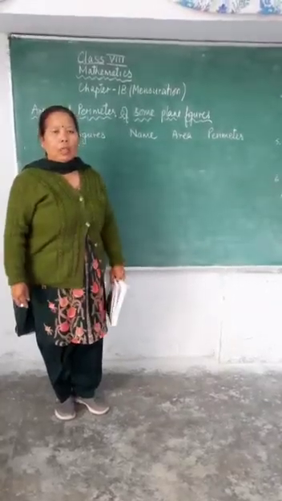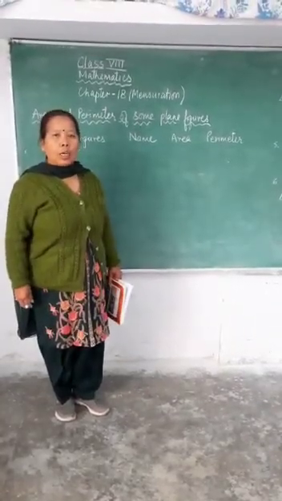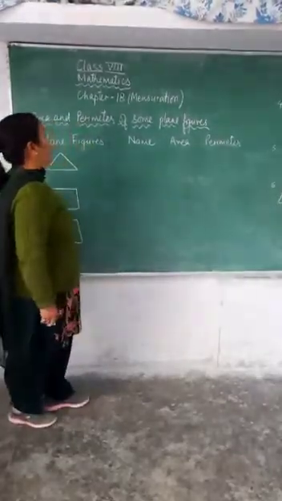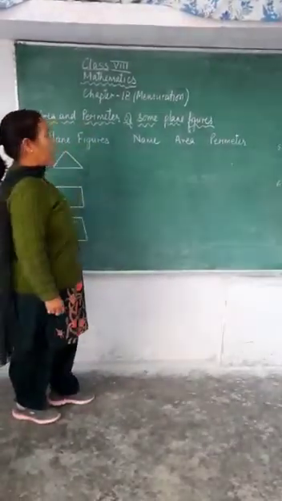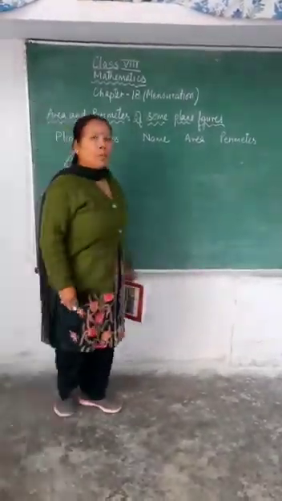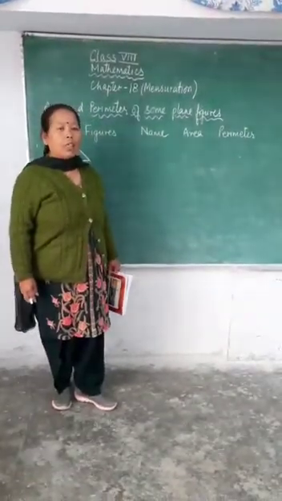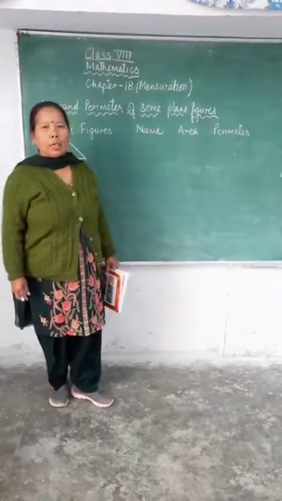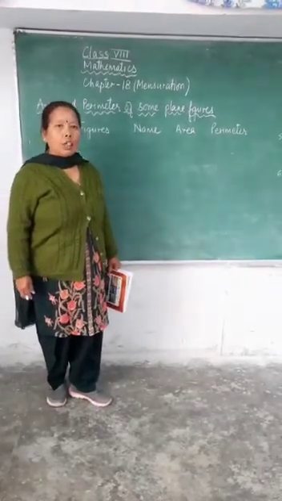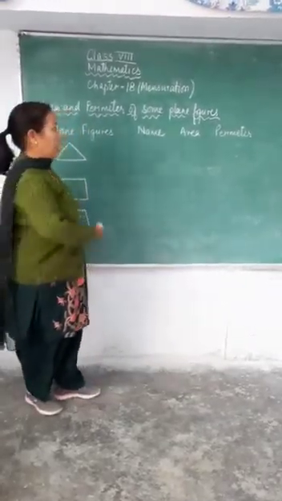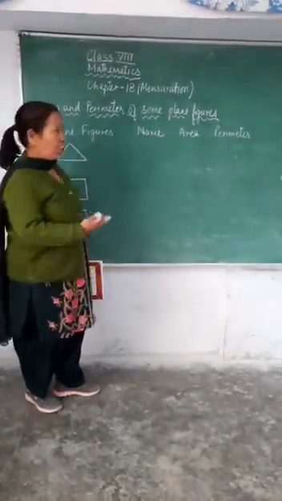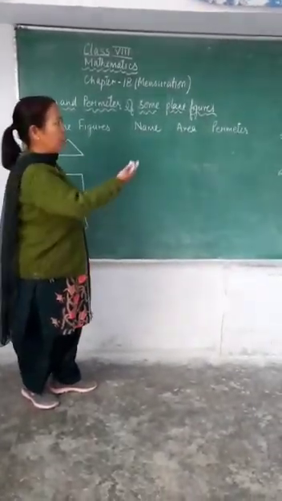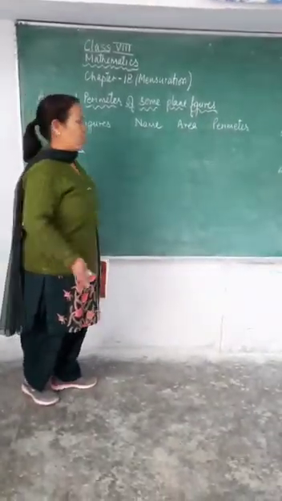Class 8. In this video, I am going to start chapter 18, mensuration. In the previous class, you learned the area and perimeter of rectangle, triangle and square. In this chapter, you will learn the area of other polygons like the trapezium, parallelogram and the circle also.